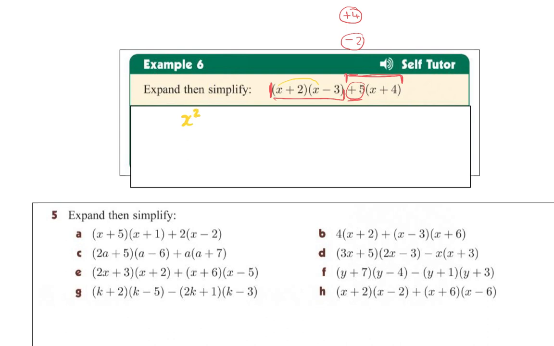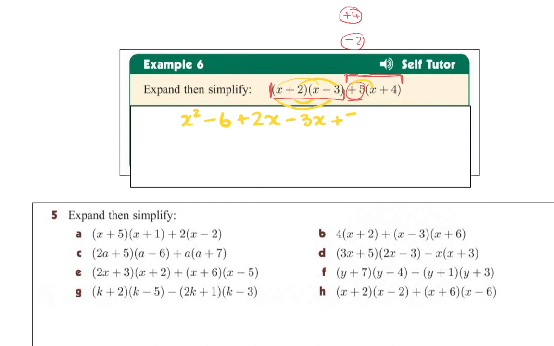Okay, so we've got x times x gives us x squared. 2 times negative 3 gives us negative 6. 2 times x gives us 2x. Negative 3 times x gives us negative x. Okay, so we just leave that one now. We go over to the other expression.